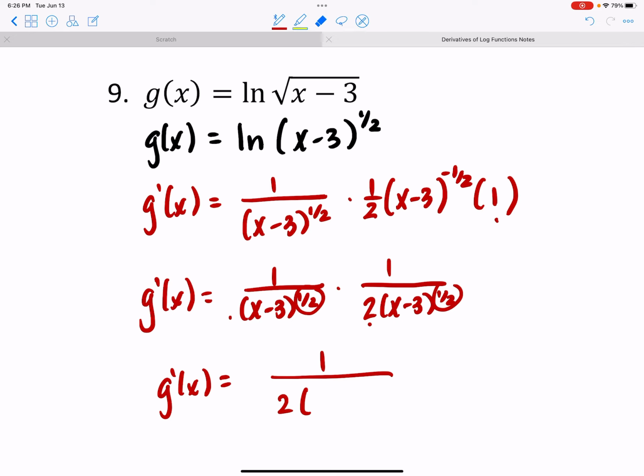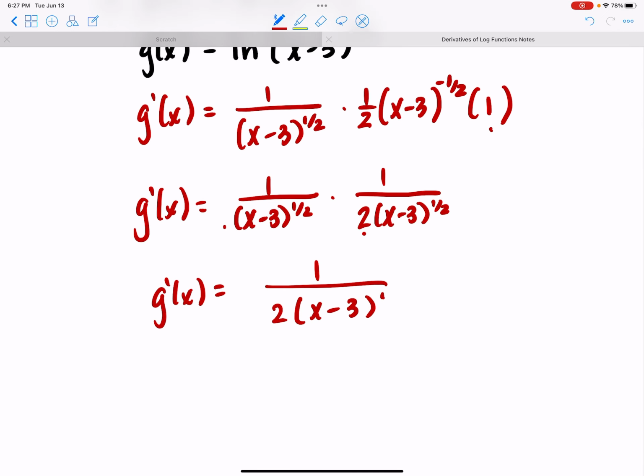So if I add a half and a half, I get a whole. Or think about if you were multiplying the square root of x minus 3 and the square root of x minus 3, I would get the square root of x minus 3 squared, which is just x minus 3. So the same thing is going to happen here. When I add the 1/2 and the 1/2, I get a 1, so it's x minus 3 to the first, which I don't really need.